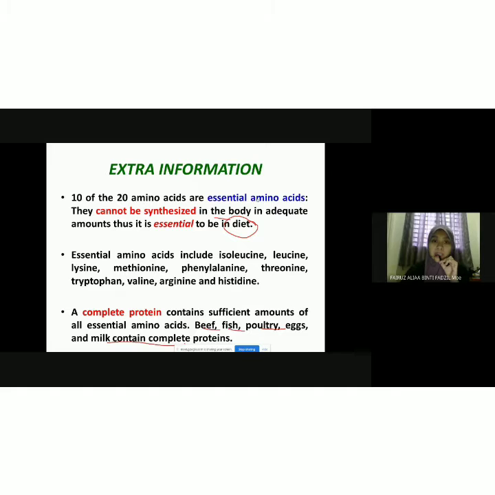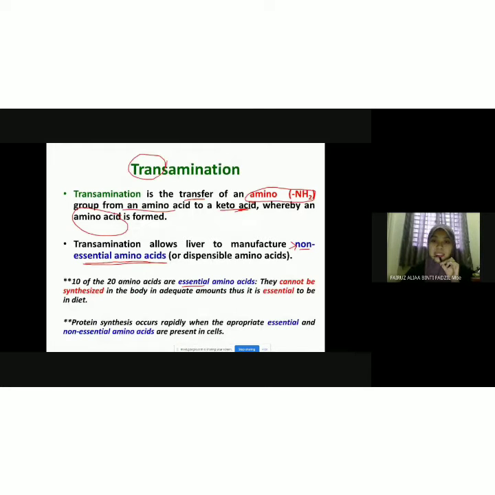But for the non-essential amino acid, it can be produced in our body through the process of transamination. So in exam, if the question asks you what is the importance or significance of transamination, you can answer: to produce non-essential amino acid.